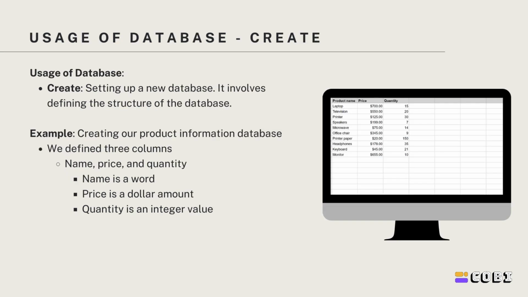Create is one of the methods for setting up a new database. It involves defining the structure of the database. For example, creating our product information database that you can see here on the right side, we defined 3 columns. The first column has the product name, the second column has the price, and the third column has the quantity. Name is a word, price is a dollar amount, and quantity is an integer value.